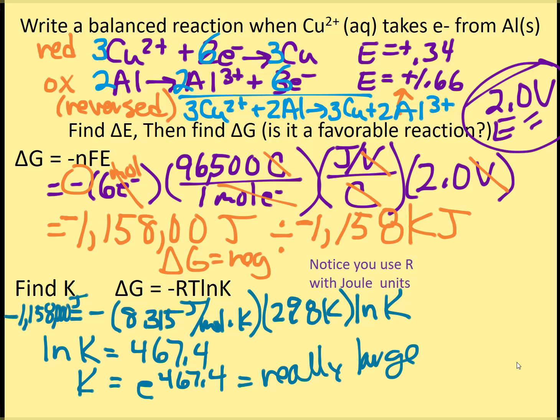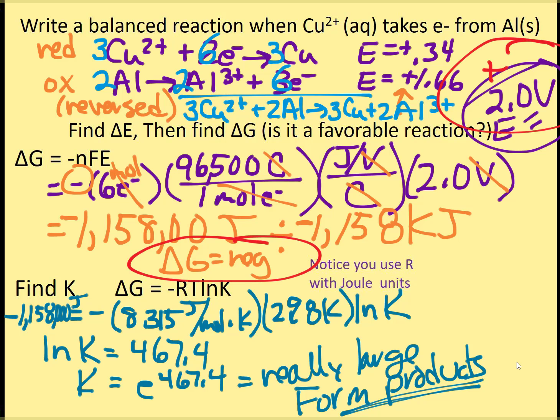And that is because I am forming products. So my K is really, really large. I know I'm going to form products. So notice that these three values go together. So I have a positive volts goes together with my negative delta G and with a really large K. So those three things will go together. But this is how you go from one to the other. So if they give you the equilibrium constant and you find it, and then you have to find the volts, then you can use these equations to help you find the volts.